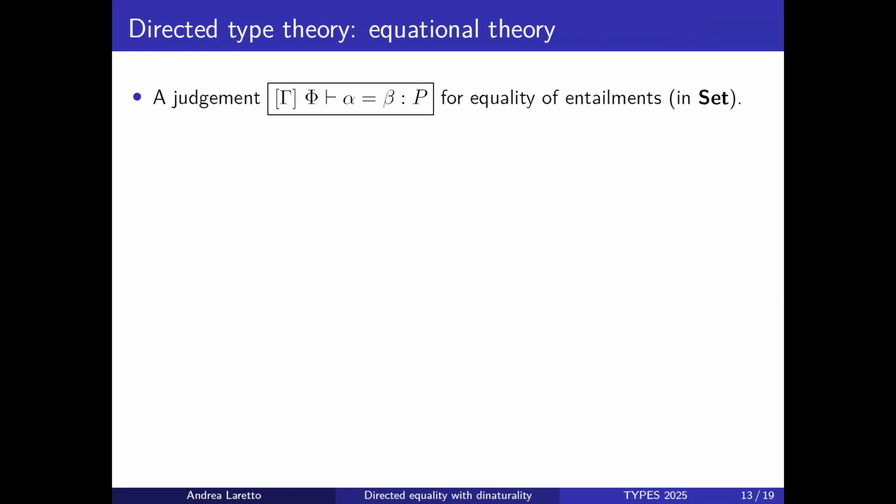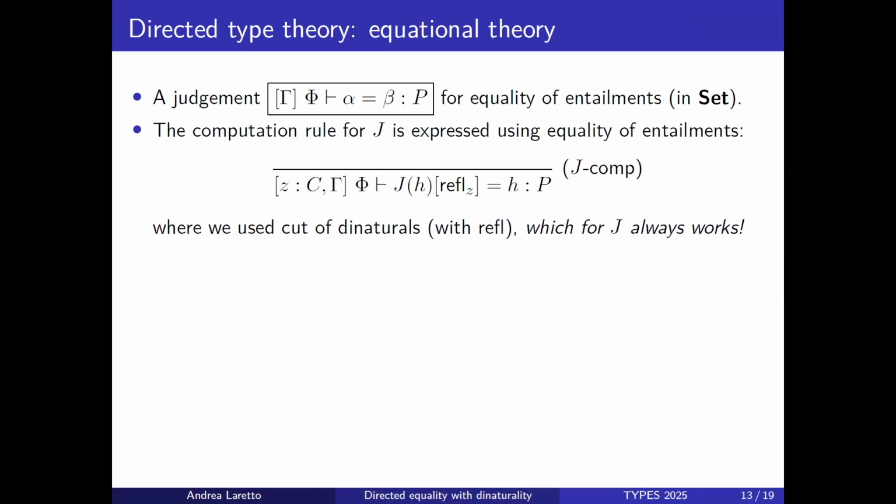Then you have a final judgment. A judgment for equality of entailments. Why? Because the natural transformations are families of functions in Set, which can be different. This is not a logic, it's proof relevant. So you have a judgment like this, and this is an example of a rule. It's exactly the computation rule for J.